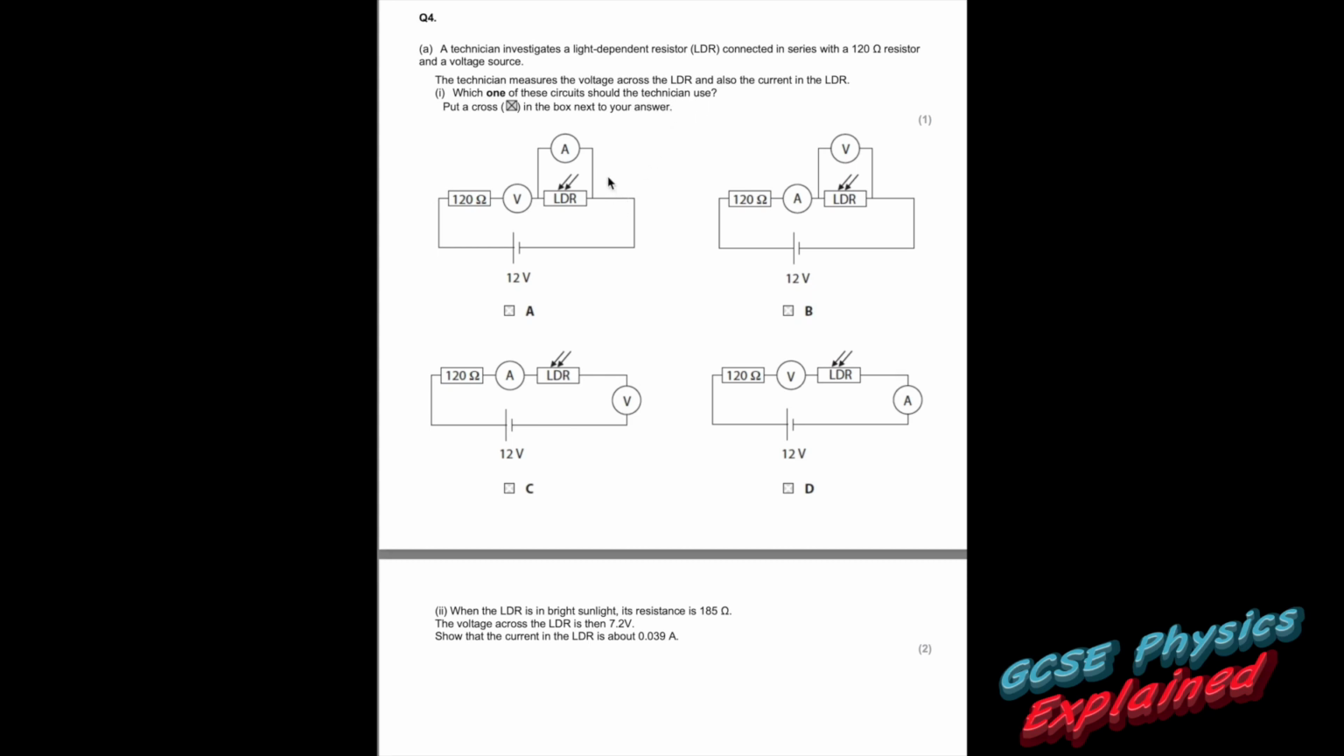Right. Well, the main thing to notice straight away is that the voltmeter should be in parallel across the LDR and the ammeter should be in series with it. So A is clearly wrong. B has got the voltmeter in the right place and the ammeter in the right place. So it looks like B is correct. We'll just check the other ones. Well, this is wrong because the voltmeter is in series, it should be in parallel. And this one's also wrong because the voltmeter once again is in series and it should be parallel. So the answer is definitely B.